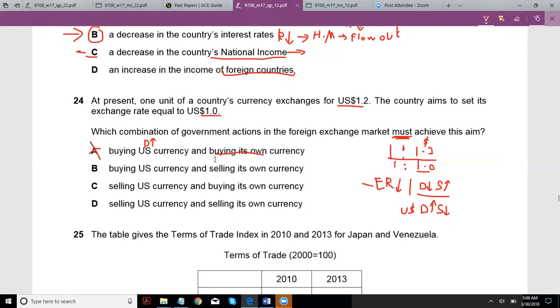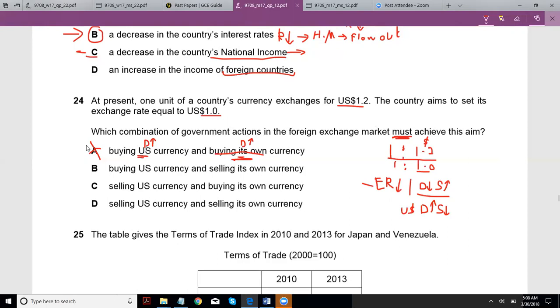Maybe it can depreciate, maybe not, depending on which action is greater. Because we want to depreciate our own currency, but we want to appreciate the US currency. So maybe if this action is greater than this, the depreciation will happen. But if this action is greater than this, it won't. Because the question specifically says must, this answer would be wrong.